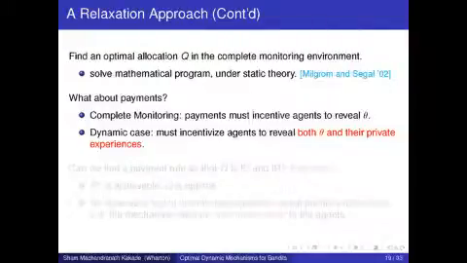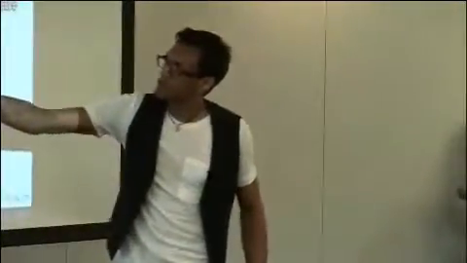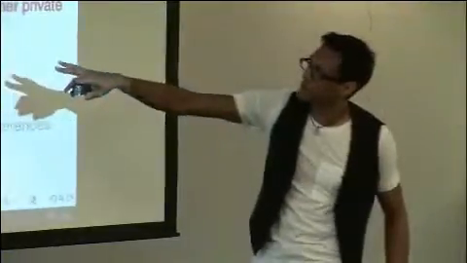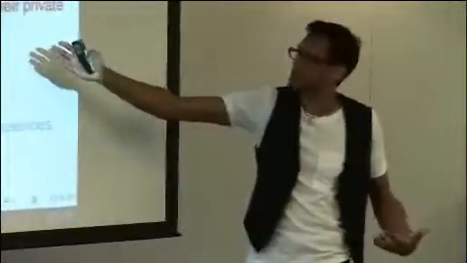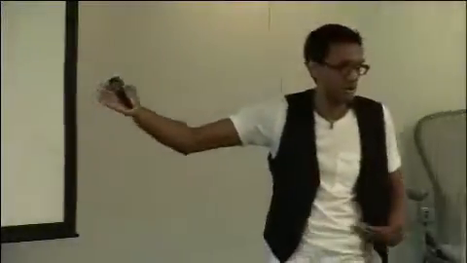But in the dynamic case, here's where the difficulty comes in. Because when we did this relaxation, we didn't consider the future signals. So in the dynamic case, when we figure out the payments, we need to figure out how to incentivize them to reveal both data and their private experience. So we still want to implement the same allocation, but now the problem is, how do we come up with payments to implement this allocation? Because now we have to somehow make the payment scheme such that they're honest about these private experiences as well, and we didn't have to consider that at all in this complete monitoring setting.